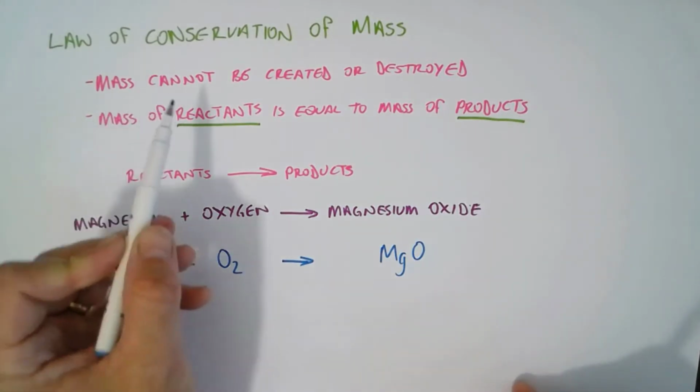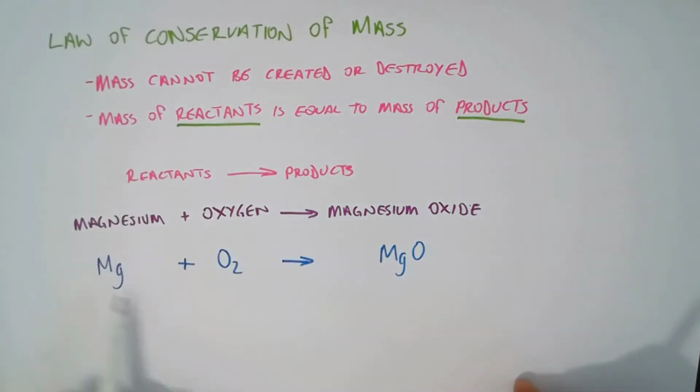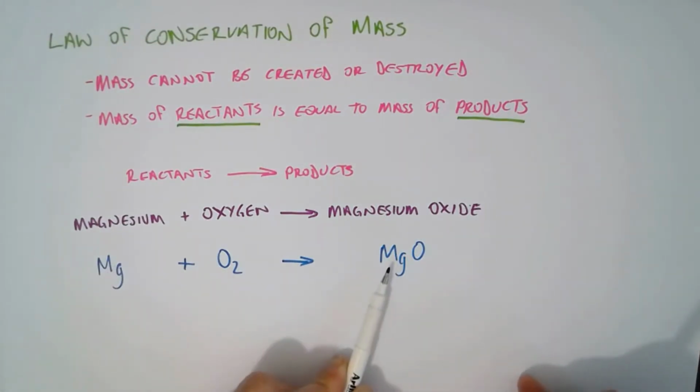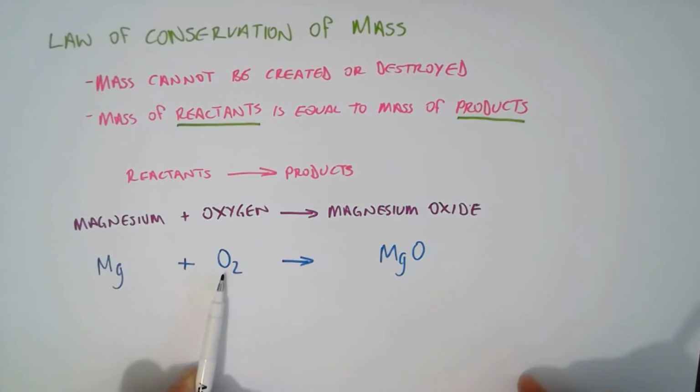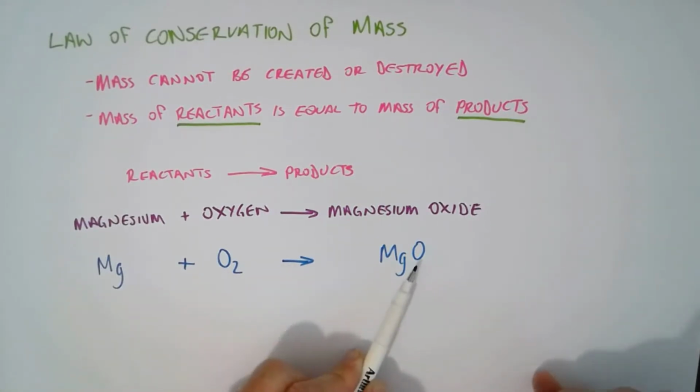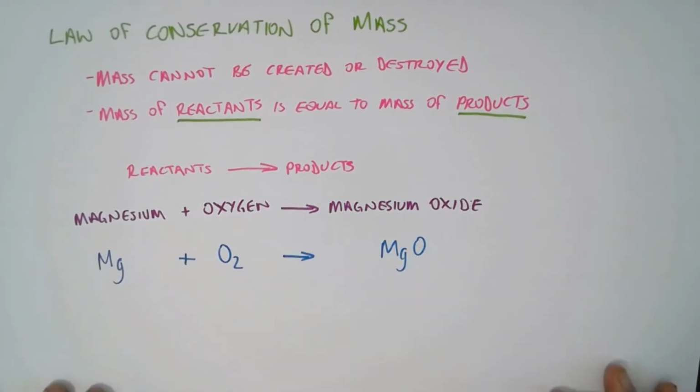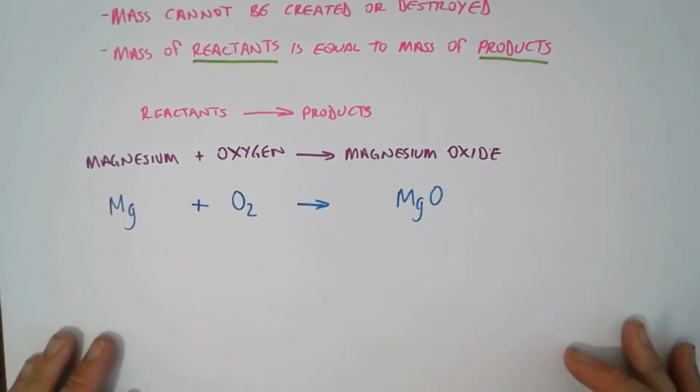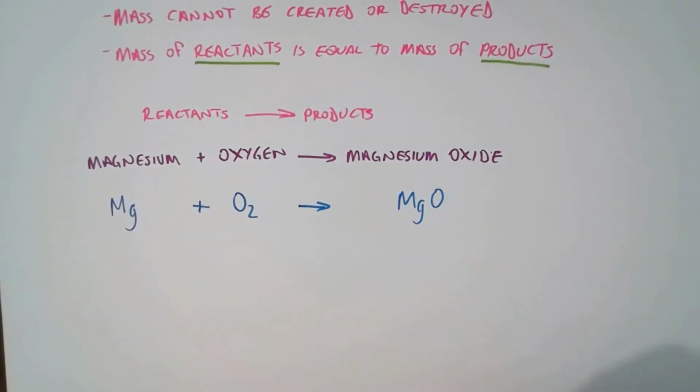Now, let's have a look and see if this is balanced, because the law of conservation of mass says the mass cannot be created or destroyed. The mass of the reactants is equal to the mass of the product. We've got one magnesium here and one magnesium here, that's fine. But we've got two oxygen here and only one oxygen here. So at the moment, the way this is expressed, it doesn't actually comply with the law of conservation of mass. So what we need to do is balance the equation.